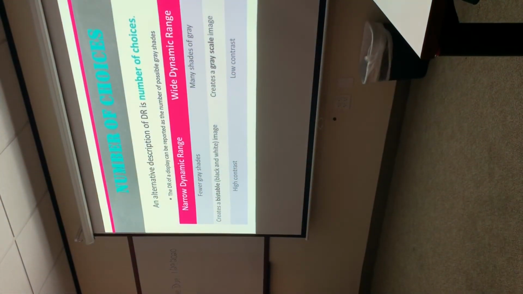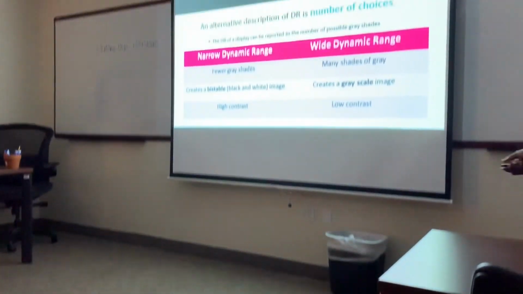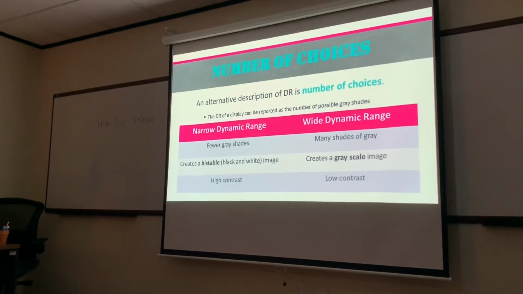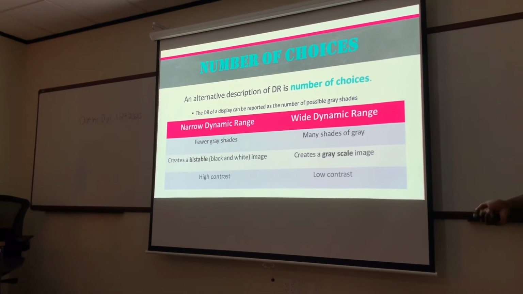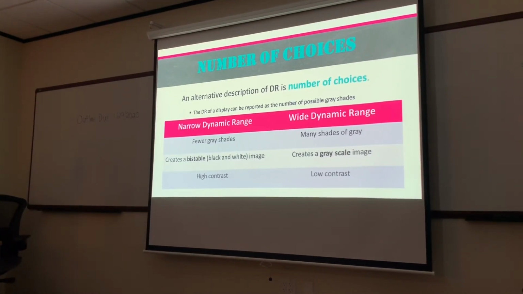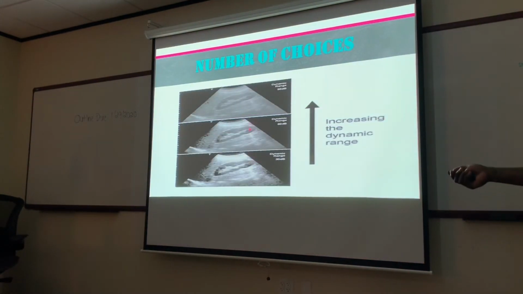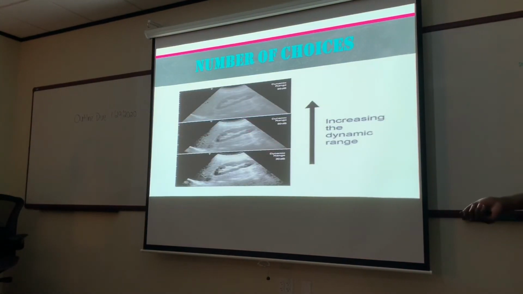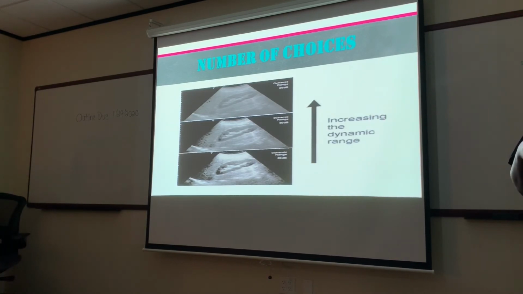When we have a wide dynamic range, we have many shades of gray. It creates a grayscale image, an image with multiple shades of gray in it. And that's going to be considered low contrast. Alright, so here it is on display right here. And again, I do have a video of me changing the dynamic range at my other job where you can see I don't have a real image. You can just look in the near field and see that the grayscales are changing.